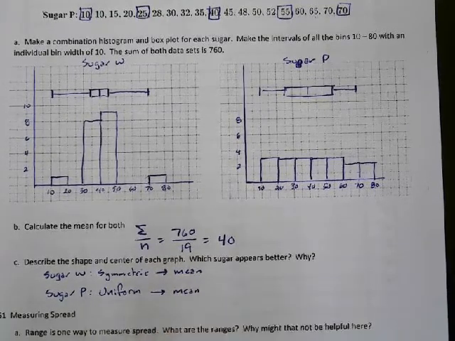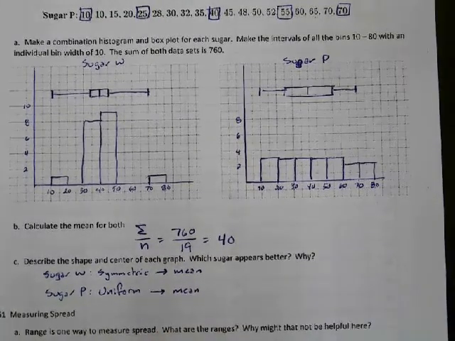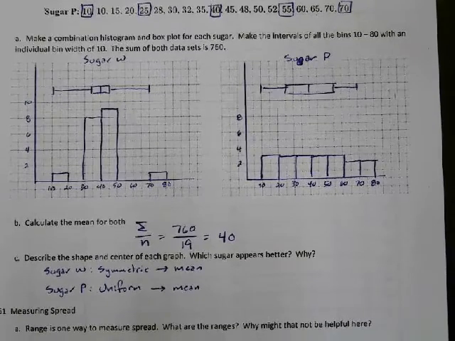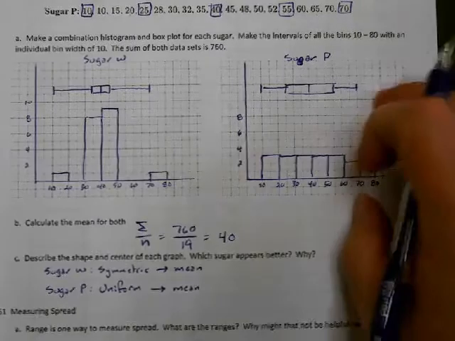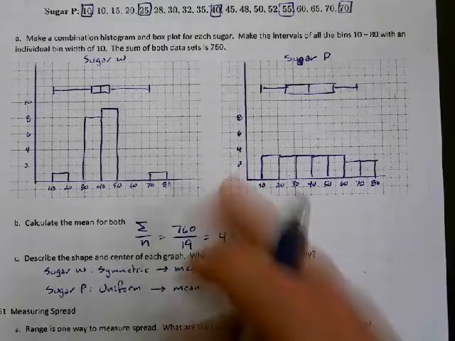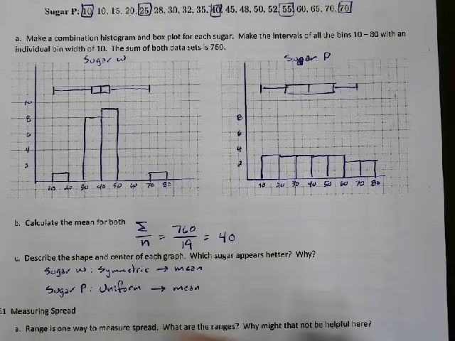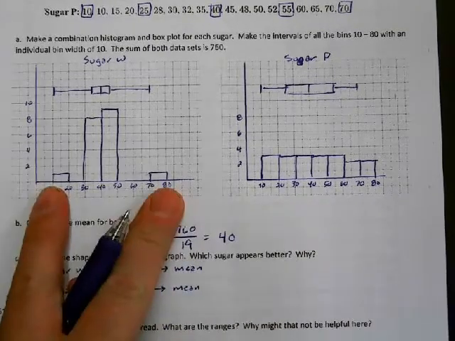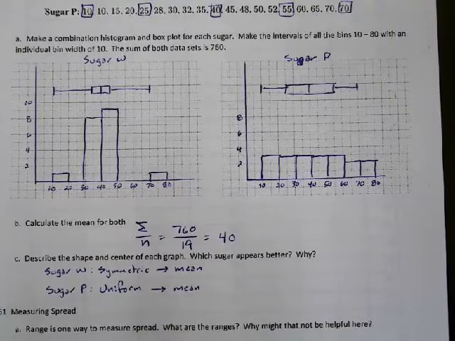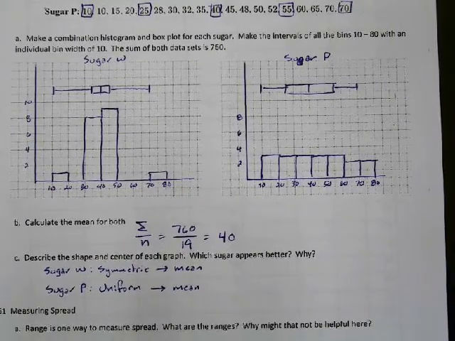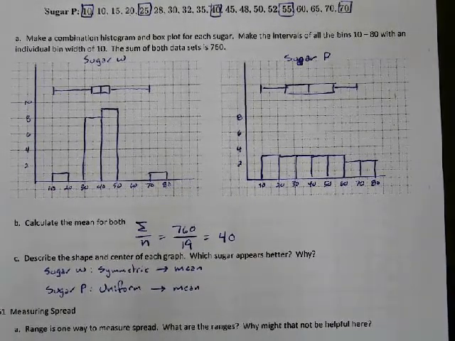The only time we use the median as our best measure of center is when our graphs are either skewed, where all the data is on one side or the other, or a lot of it is, or when we have outliers on just one side of our data. Here we had outliers, but they kind of balanced each other out because we had some on one side and some on the other one. So that's when you would use the median, is when you have skewed data or outliers sitting on one side of your data. Which sugar appears better?